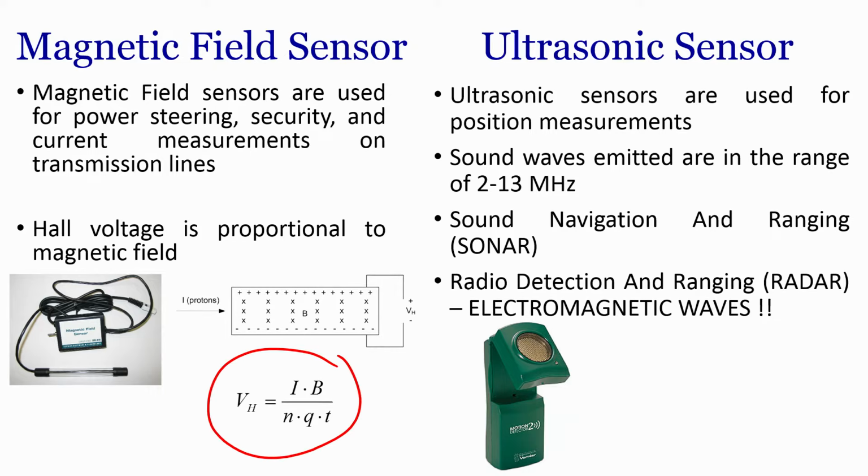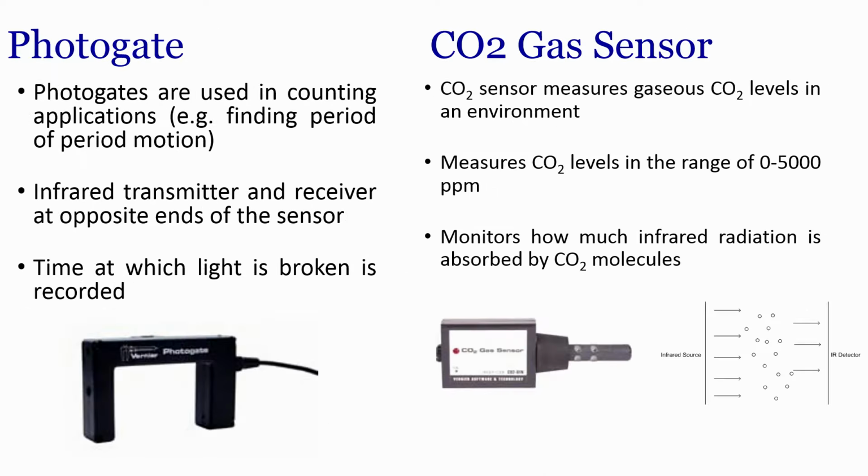When you talk about ultrasonic sensors, they are used for position measurements. Sound waves emitted are in the range of 2 to 13 megahertz. Sound navigation and ranging, which is sonar, and radio detection and ranging, which is radar, both use waves, and there is a use of the ultrasonic sensor in this kind of application.